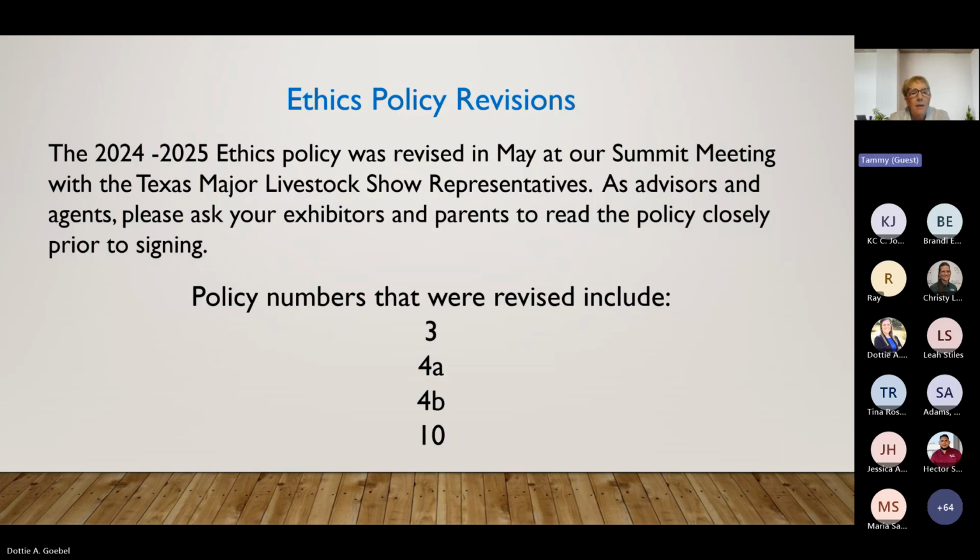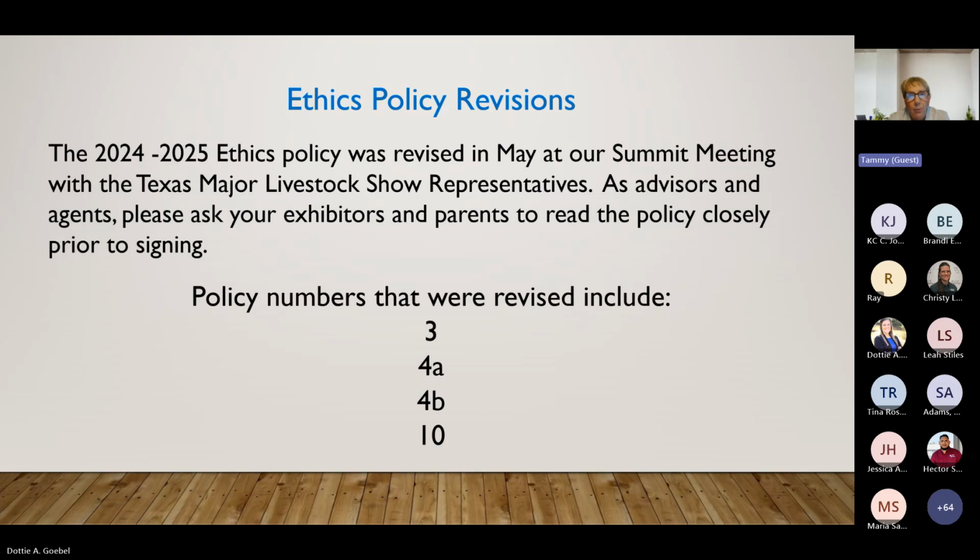Ethics policy. Dottie did a great job of going over this with the cattle, but we did have a summit meeting with the major livestock show representatives the first part of May. As advisors and agents, please ask your exhibitors and parents to read the policy closely prior to signing. The policy numbers that were revised, tongue twisted there, were 3, 4A, 4B, and 10.